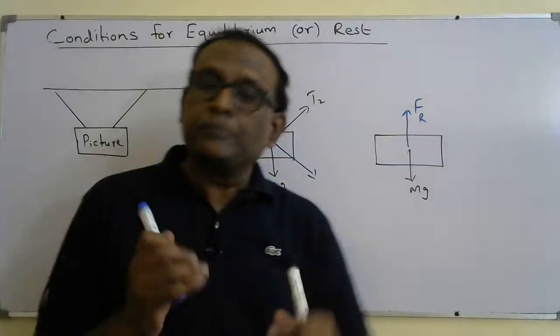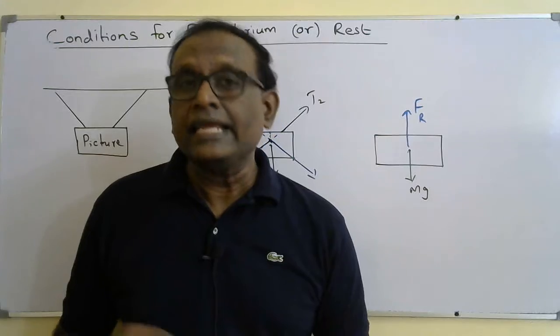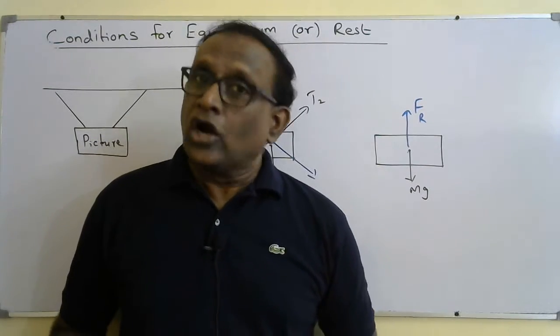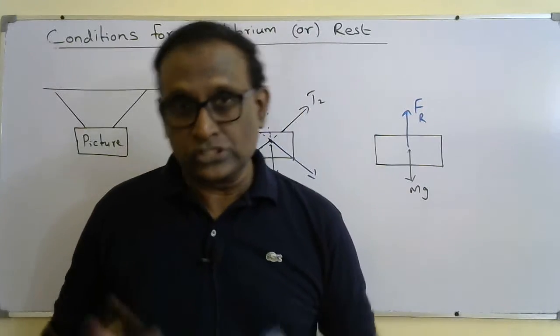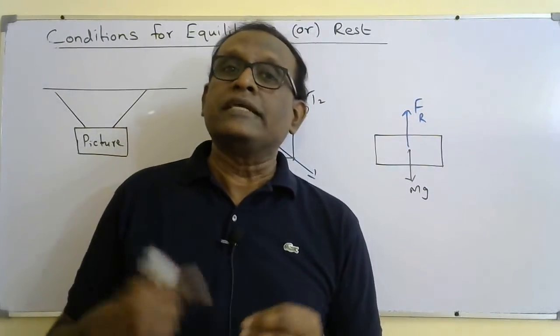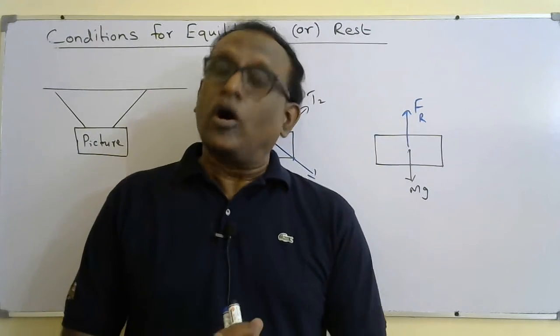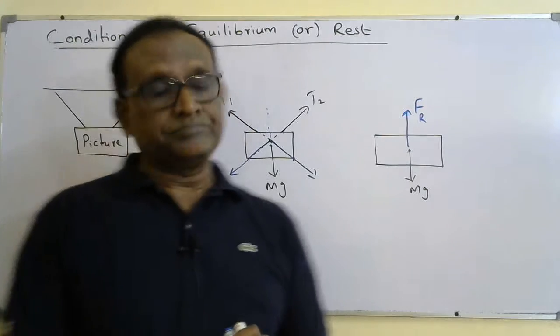Okay, so a very important condition: when an object is at rest or in equilibrium under three non-parallel forces, they all should be on the same plane and they must meet at one point. So if the object is at rest, what will happen? The resultant of any two must be equal to the third force and should act in the opposite direction to the third force along the same line.